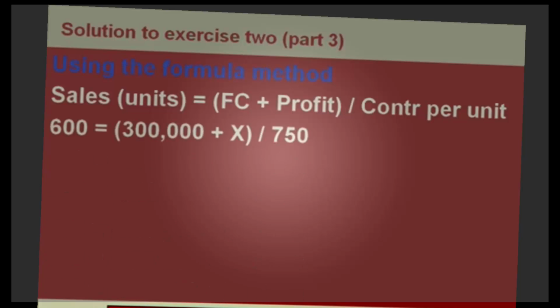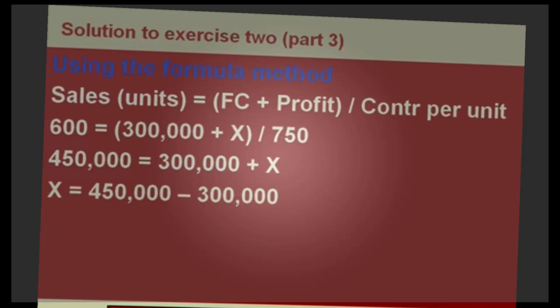which is sales in units is 600. The fixed cost is 300,000. The profit is what you are trying to figure out. Take it as X. The whole thing divided by contribution per unit, which is 750. Now, it's high school algebra. You got to solve for X. So, 450, when you times both sides by 750, 450 is equal to 300,000 plus X, and X equals 150,000. Same answer.